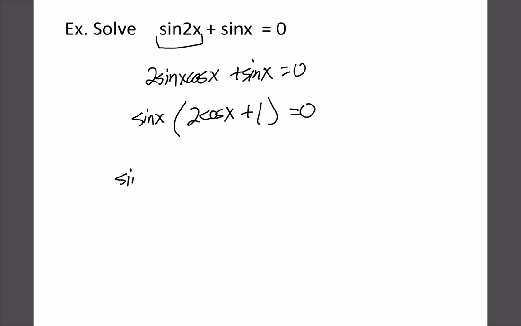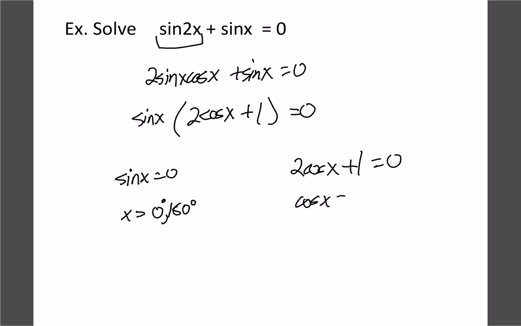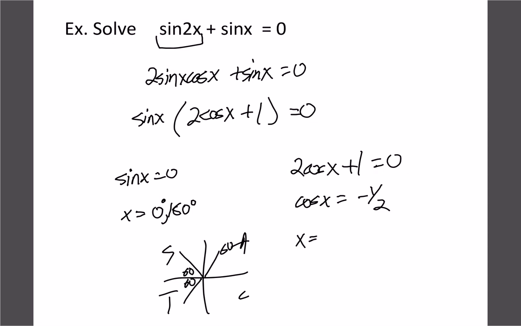So now our two equations, we'd have sine x equals 0 for one equation, and the other one would be 2 cos x plus 1 equals 0. So sine x equals 0 will be at 0 and 180. And for our other equation, if we bring the 1 over and divide by 2, we get cos x equals negative a half. So we know that cos is a half at 60 degrees. So using our cast rule, we would want the other two quadrants, so that should be at 120 and 240.